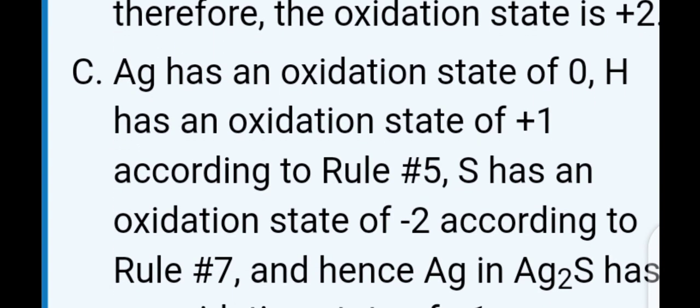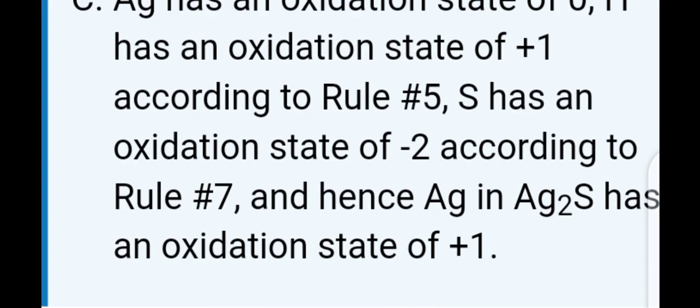C. Silver has an oxidation state of 0, while H has an oxidation state of +1 according to rule 5. Sulfur has an oxidation state of -2 as I have explained. This is in group 16 or 6A. That's why it is -2, because 8 minus 6 is 2. And in silver sulfide, silver has an oxidation state of +1.